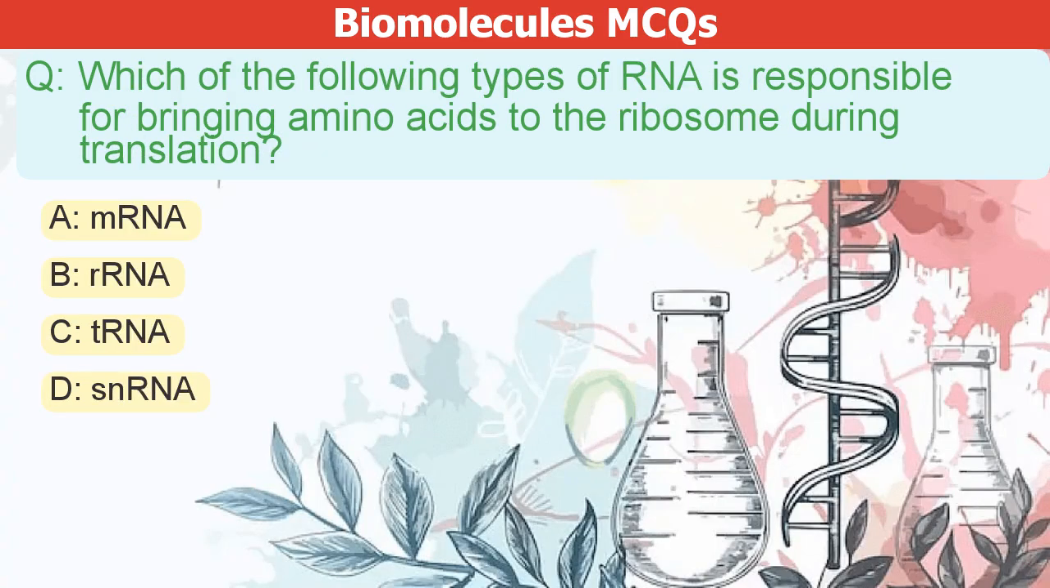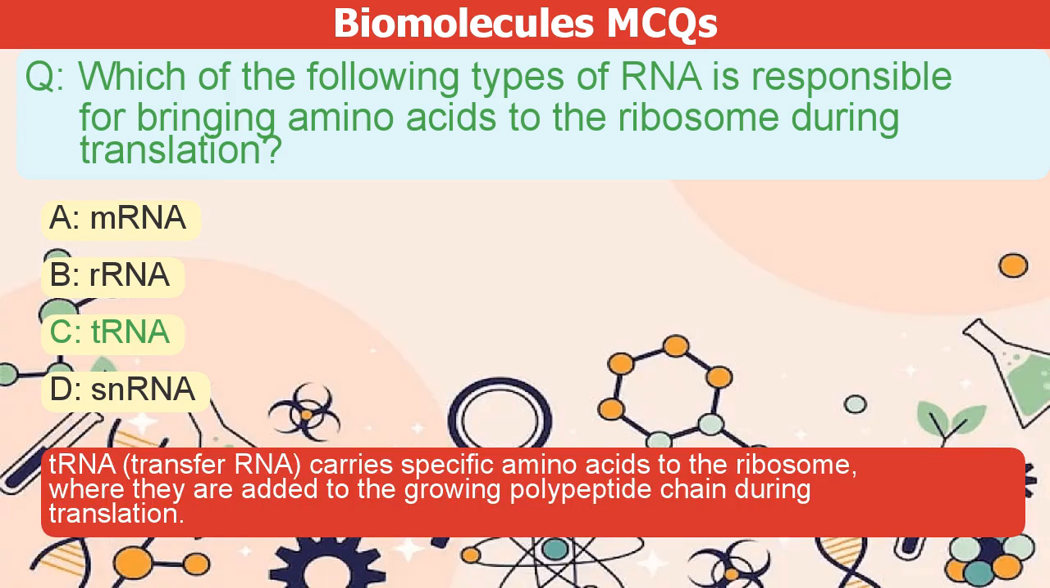Which of the following types of RNA is responsible for bringing amino acids to the ribosome during translation? A. mRNA. B. rRNA. C. tRNA. D. snRNA. The correct answer is C. tRNA, transfer RNA, carries specific amino acids to the ribosome, where they are added to the growing polypeptide chain during translation.